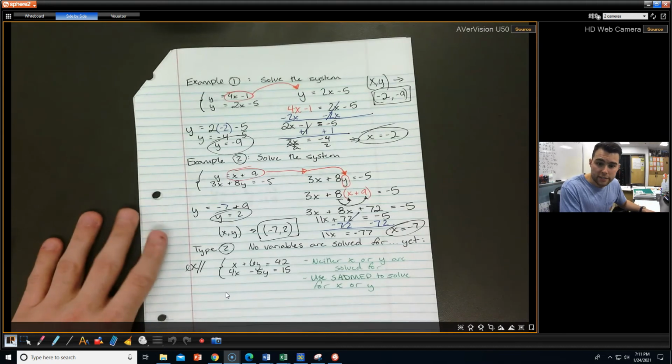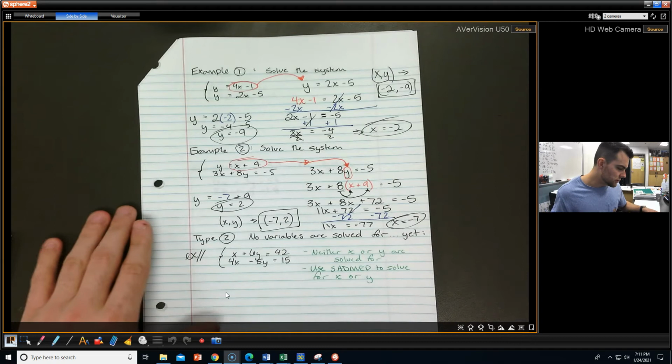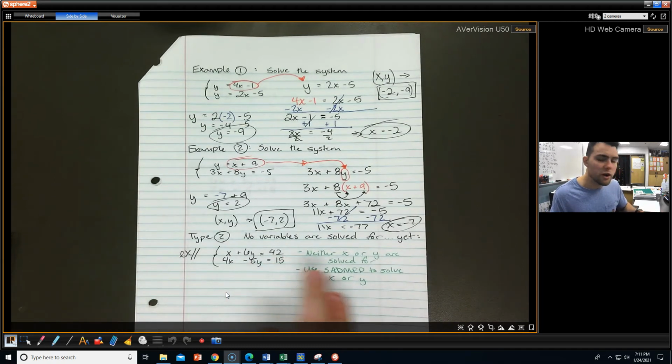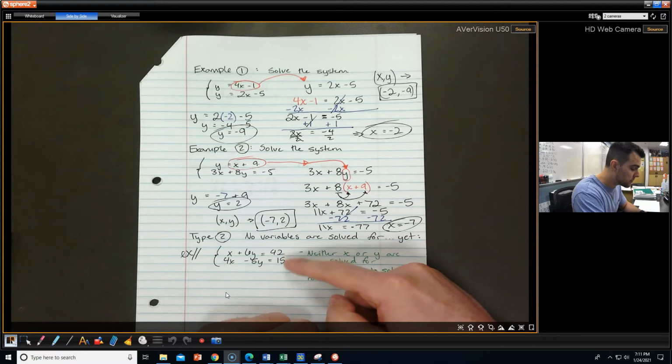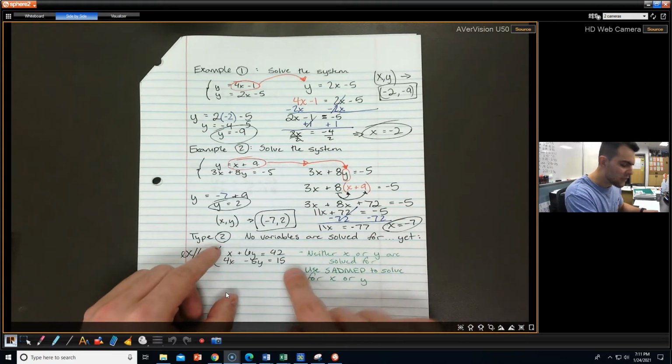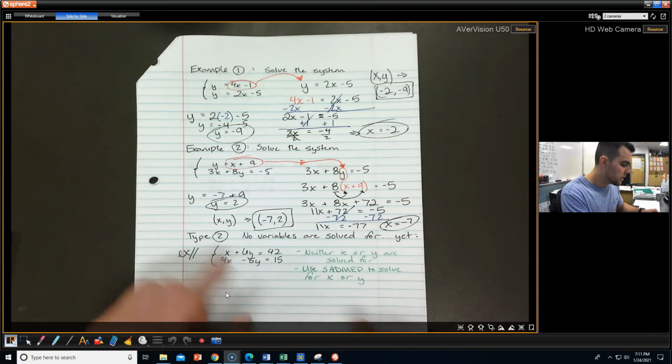Let's look at the second type of substitution that you'll run into. So this is type 2. This is when neither x nor y is solved for yet. Okay, so if you look at this, neither of them are solved for. Sorry guys, I can barely talk today. But they look pretty close to being solved for.